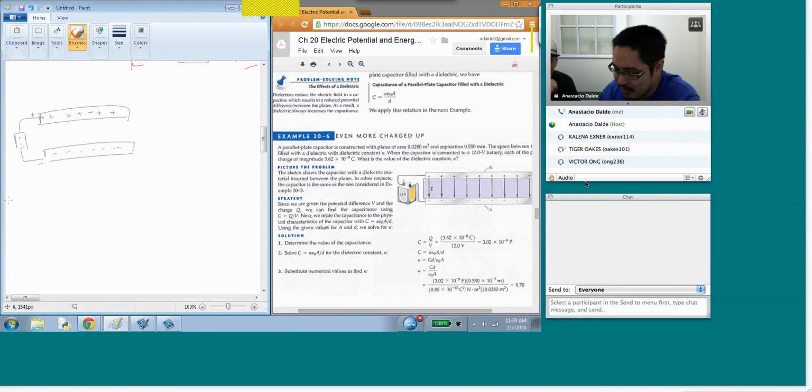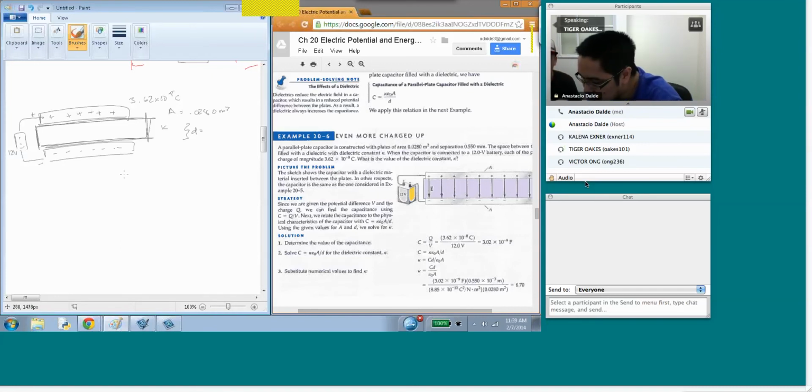We found that jumping ship will actually amp up if we put some kind of material in here that has a dielectric constant of K. We don't know what K is in this particular case, so we're going to try to figure that out. We know that the voltage is a 12-volt battery. We know that the charge on each plate is 3.62 times 10 to the negative 8 coulombs. We also know the area of each thing is 0.0280 meters squared, and we know the distance is equal to 550.